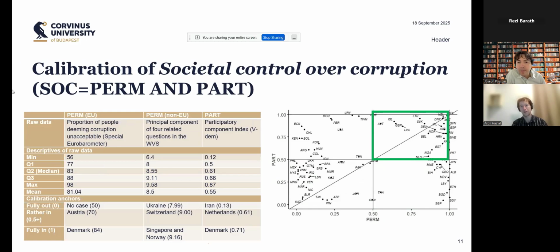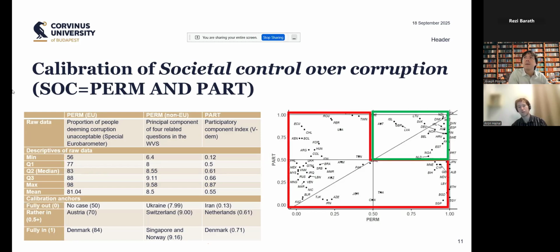So here, the rather in countries in societal control of corruption are in the upper right quadrant, whereas if they don't have both low permissiveness and high participation, they will be closer to the weak societal control part.